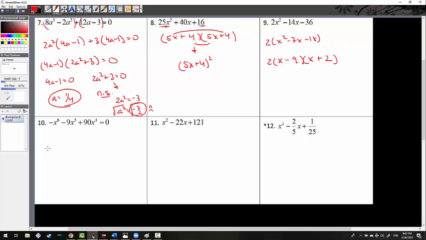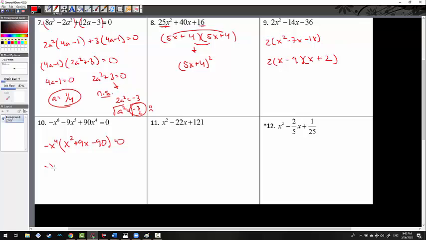Moving on to number 10. I can factor out, looks like a negative x to the 4th. Now, generally speaking, I would say about 97% of these problems, when the leading coefficient is negative, you factor out a negative version of it. Sometimes it helps to keep it on the inside, but you'll see that in later math classes. It's not mission critical right now. x squared minus 9x, actually, sorry, that should become a plus 9x, and then minus 90 equals 0.